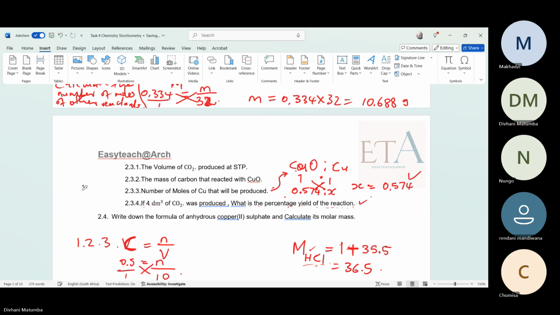Rendani, are you there? Okay. Kumisa, how are you going to go about this one? Kumisa? 2.3.4.